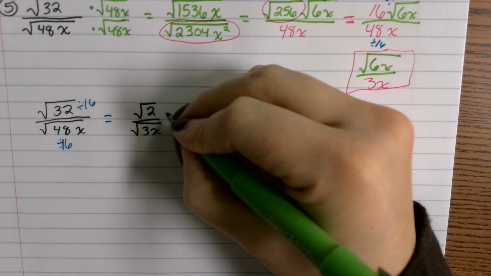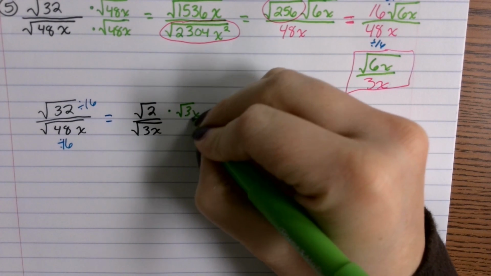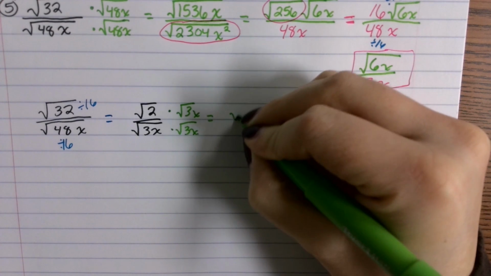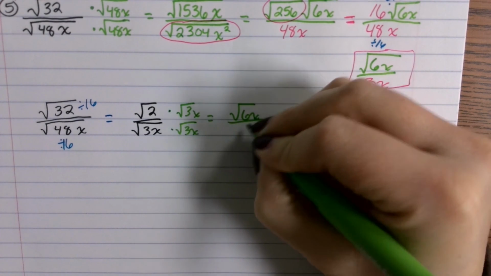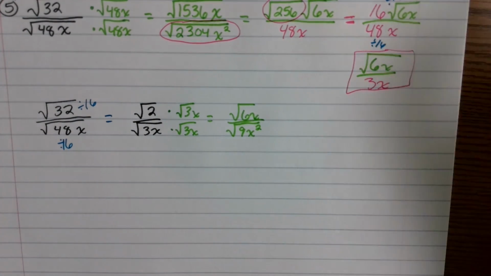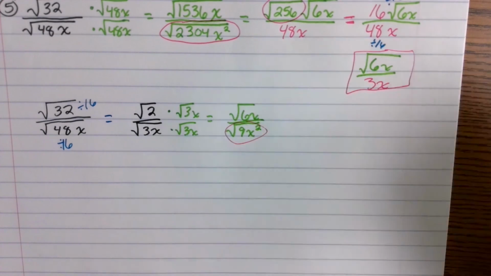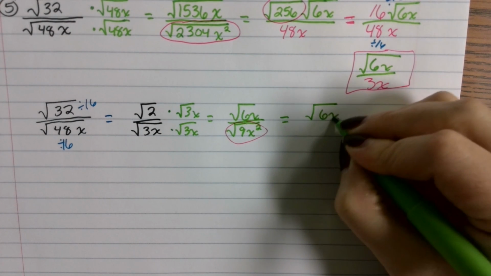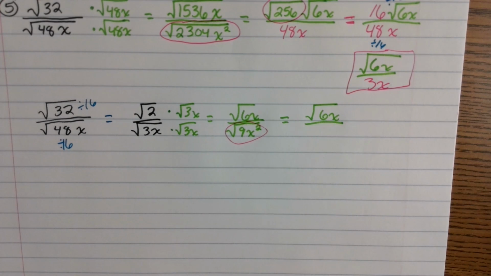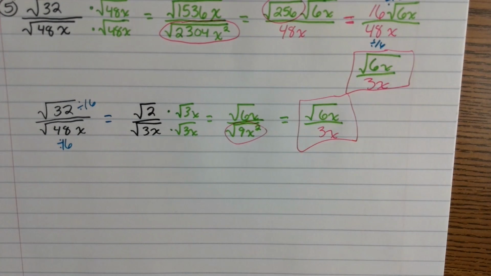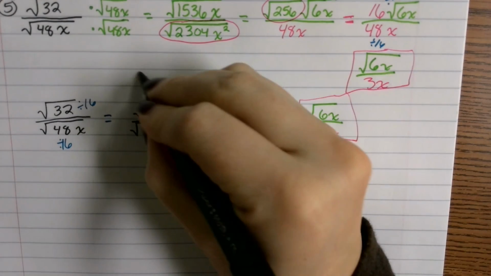Same process, multiply both by the square root of 3x. And that's going to give you the square root of 6x over the square root of 9x to the second. 9x to the second happens to be a perfect square. And lo and behold, you didn't have to do any more simplifying. Square root of 6x is on the top, and underneath you get 3x, and you're done. A lot easier, right? Yeah.